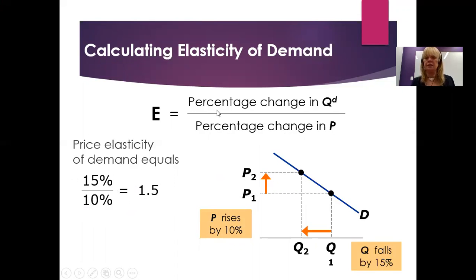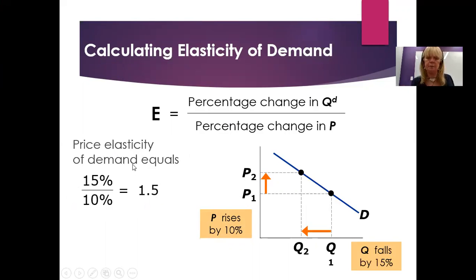The second thing is, remember that as price goes up, quantity demanded goes down. They're moving in opposite directions. So you're always going to get one positive number and one negative number. If price is positive, then quantity will be negative. If price is negative, then quantity will be positive. Given that, you're always going to end up with a negative result here. And so to simplify the calculation, we just drop the negative sign. We just report this in absolute values. So this is 1.5, even though it's a negative 15% divided by a positive 10%.